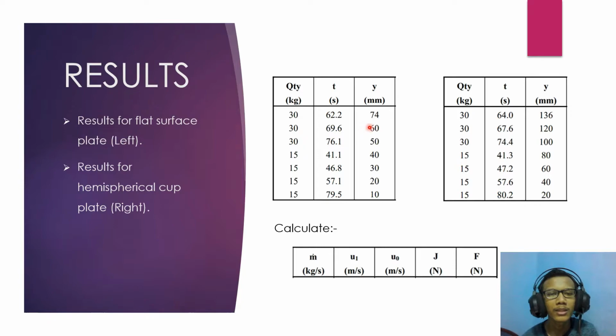The experiment was done up to 7 readings, in which the recorded data is for quantity, the time, and y, as I've said before, is the distance by which the jockey weight was moved. From these values, we need to calculate the mass flow rate, which is m dot. U1 is the velocity of water when it exits the nozzle. U0 is the velocity of water when it hits the vane or the plate. J is the momentum flow of the jet at impact, and F is the force on the vane or the plate.